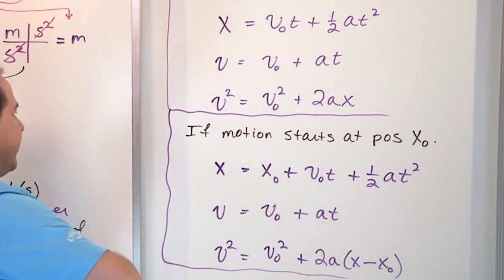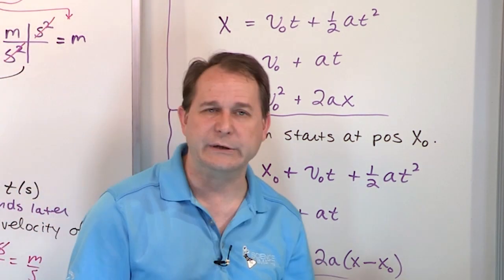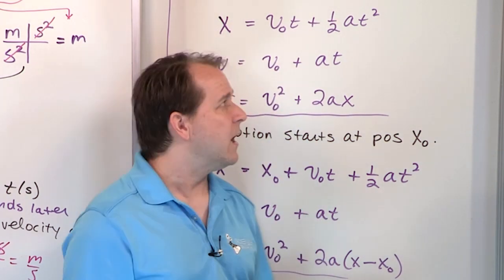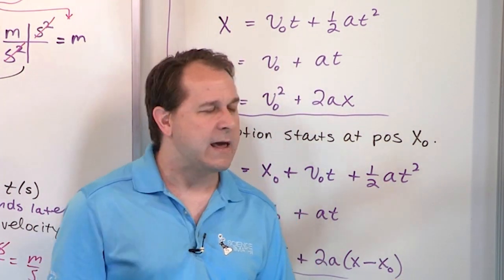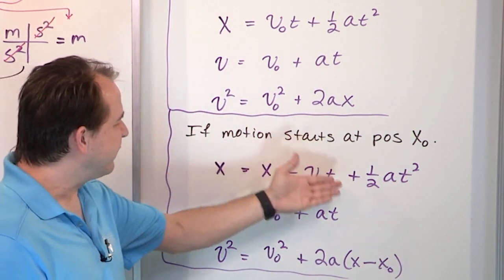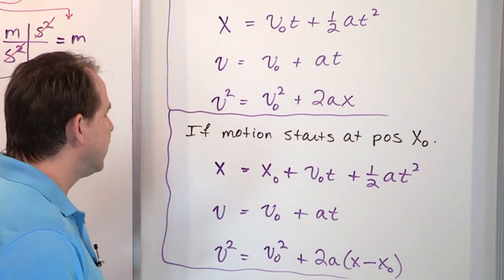Now, which form of the equations you actually see in your book really is just going to depend on the book. I have lots of physics books. About half of them just give you this equation because they assume the motion starts at 0. And half of them give you this one because this one's a little bit more general if you don't start at 0. So let's take a look at what it means.